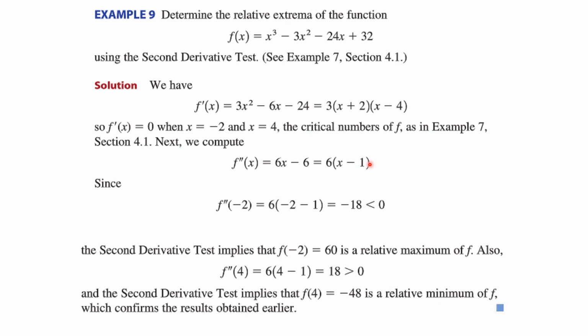And I will say what happens when we have minus 2 and what happens when we have 4. When I get minus 2, I find that this is minus 18, it is negative, and at 4, it is 18 and it is positive. So the second derivative test tells us that f of minus 2 equals 60 is a relative maximum, and it tells us that f of 4 equals minus 48 is a relative minimum.